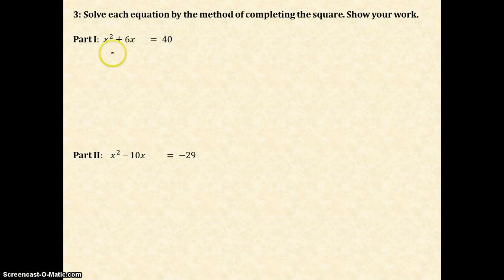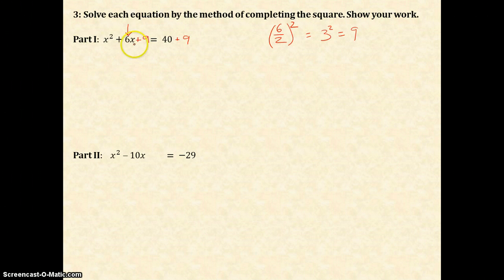We're talking about completing the square now. So I need to add a number to both sides here. How do I figure out what that number is? I take this value, the b, I divide by 2, and then square it. 6 divided by 2 is 3. 3 squared is 9. So 9 is what I'm going to add to both sides.